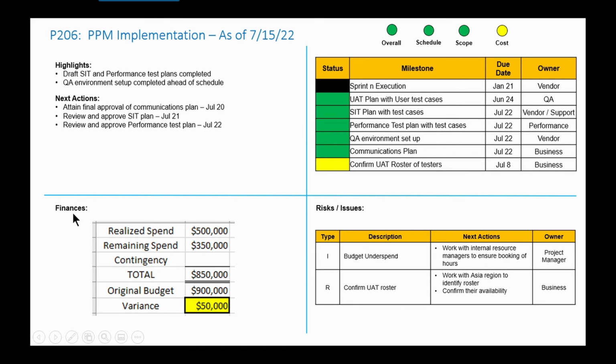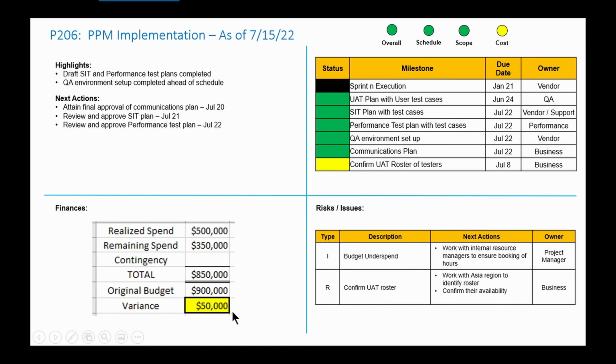The reason why I noted that yellow is that if you come down here to the left, I have a quick snapshot of the finances. What happens here is that we're underspending on the project. We have realized spend so far of $500,000. The remaining spend is $350,000 with no contingency. If you total that up, we're going to have a variance of $50,000, which is under budget. We should be targeting $900,000 to spend on our budget, but right now we're targeting to spend only $850,000.